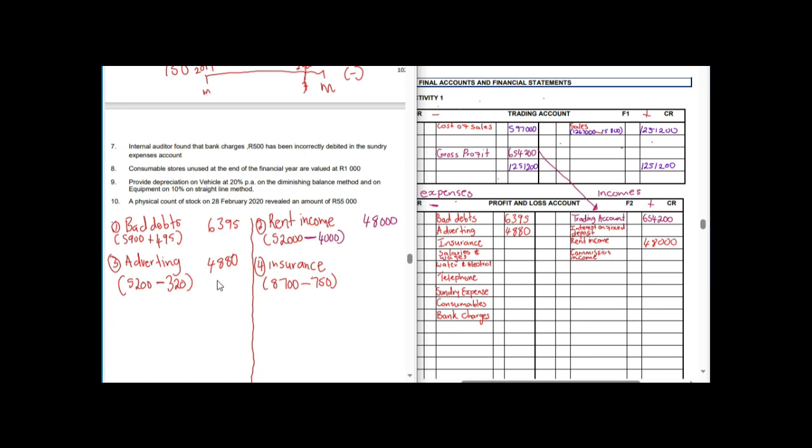And then now we can say the amount for insurance at the end of the financial year is 8,700 subtract 750, then the amount that we have for our financial year is 7,950, and then we can go under insurance and record 7,950 rand.